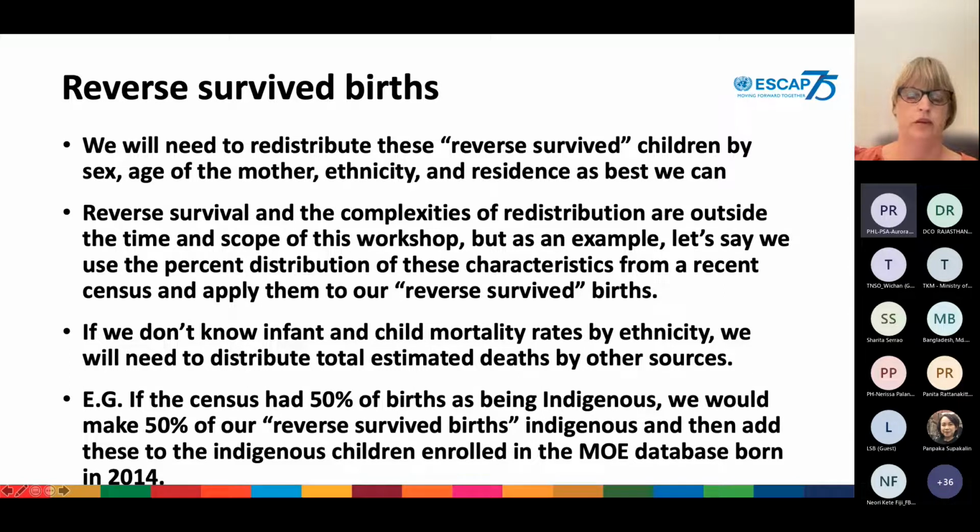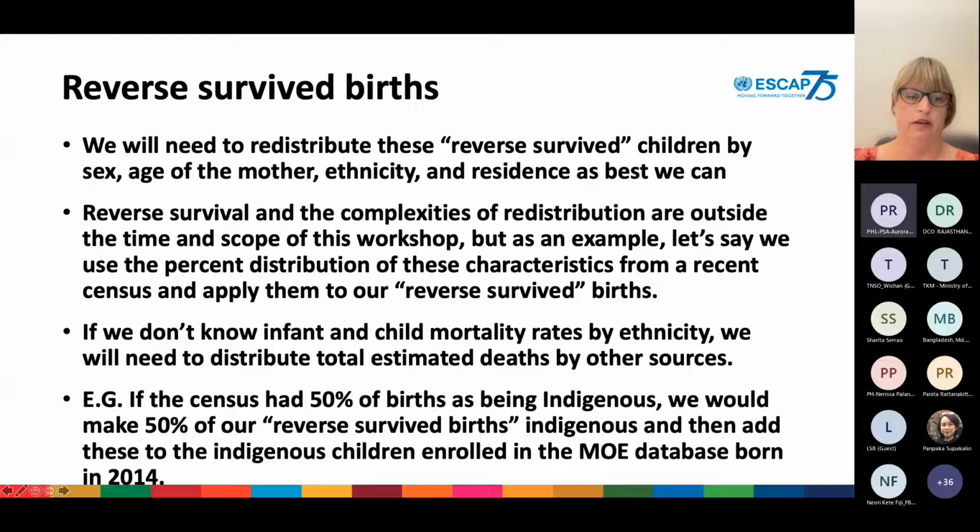So we want to also distribute these reverse survived children by these factors, because it's more than likely that certain regions of the country have higher infant mortality than others, or maybe one ethnicity is higher than the other. And so we can't just equally say; we need to think about this a little bit more in depth in terms of those children who were, quote unquote, reverse surviving.